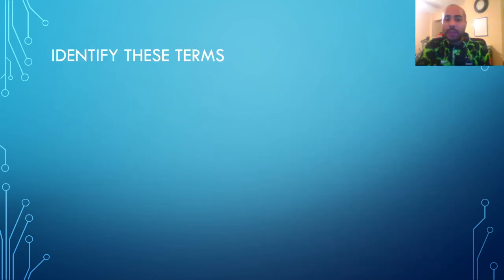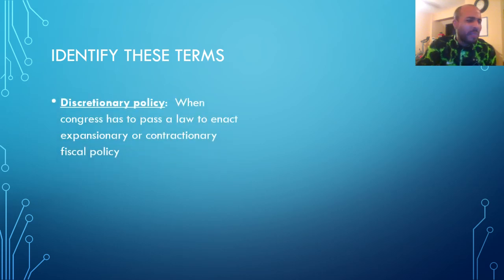All right, identify these terms. We've already gone over most of this stuff. There's a couple we didn't really talk about. When we talk about discretionary fiscal policy, that's when the government actually has to pass laws. It's the opposite of automatic fiscal policy. So you should go watch that fiscal policy video, okay?